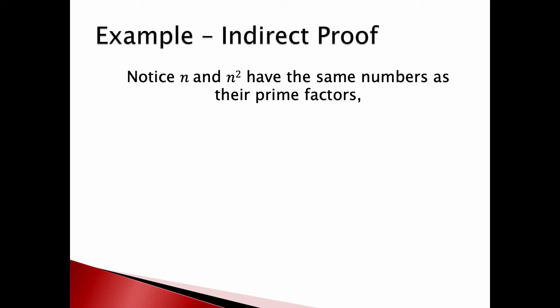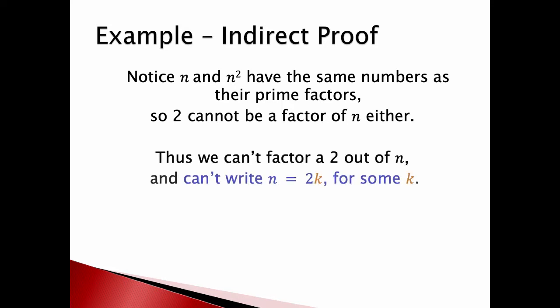That's just algebra. So if n squared is not even, that means n squared can't have 2 as a prime factor, then n can't have 2 as a prime factor. Because it's the same numbers that are the factors of n and n squared, just in n squared they've all been squared. So we can't factor a 2 out of the n, so we can't write n equals 2k for some positive integer k. So n can't be even. That means that in terms of p's and q's, we assumed not q, and we ended up proving not p.